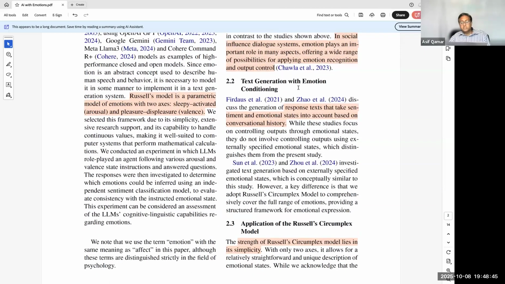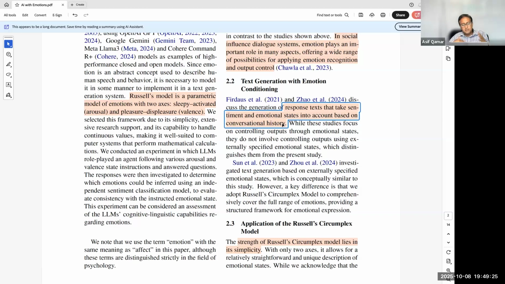All right. So text generation with emotion condition. There are some studies about response text that take sentiment and emotional state into account based on the conversation history. Yeah, this is about understanding the users who are chatting, their emotional state. I mean, we can visualize using the conversational history. When you want to understand somebody's state, what does it mean? Instantaneously, or in the last 1 hour of discussions, can we figure it out? We don't want to go too far back, like 1 month back discussions, to describe somebody's emotion.